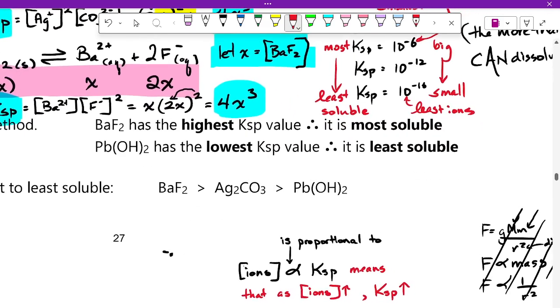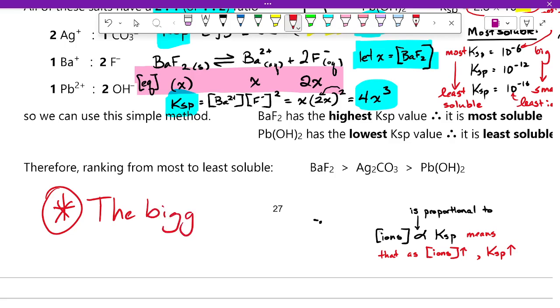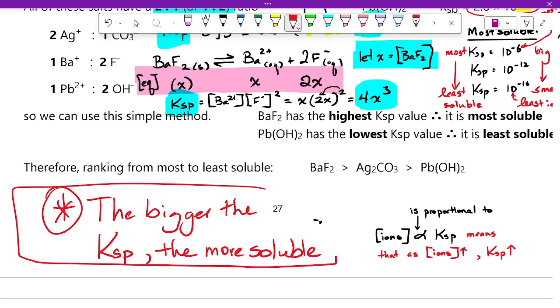So let's put that just down here. That is your takeaway message. The bigger the KSP, the more soluble. You can only do this, though, for compounds that have the same ion ratio.